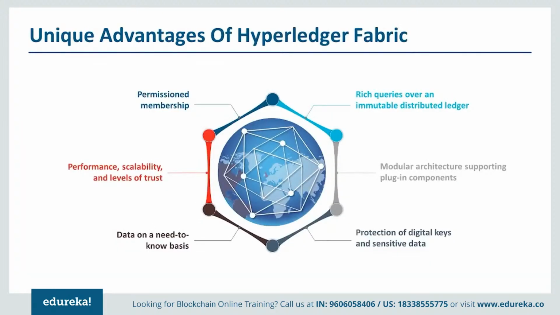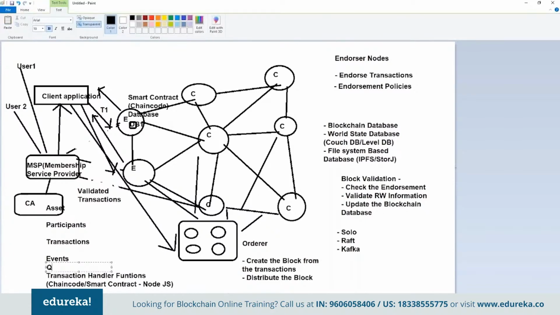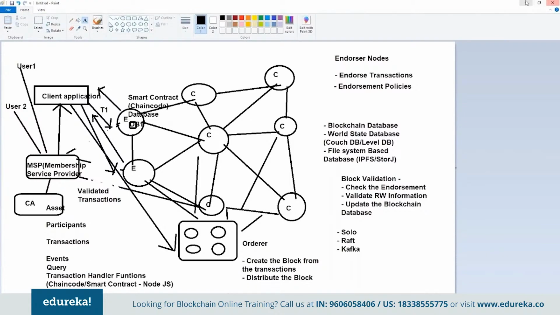The unique advantages of Hyperledger Fabric are these. One, you have permissioned membership. You have rich queries over an immutable distributed ledger. So you can write a query file. I think I missed it here. Apart from assets, participants, transactions and events, you can also define queries. Query is a special file where you can define SQL-like queries of what information you are expecting from this blockchain at any point of time. Those are your queries, and they are rich in nature because you can define simple SQL-like queries for reporting purposes. Then you have a modular architecture supporting plugin components.